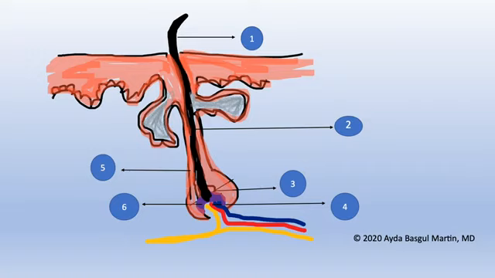Right. And can you guess what 6 represents? It's a group of basal cells. If I say a group of basal cells right above the hair papillae, yes, it is the hair matrix. And lastly, 5 is the hair follicle.